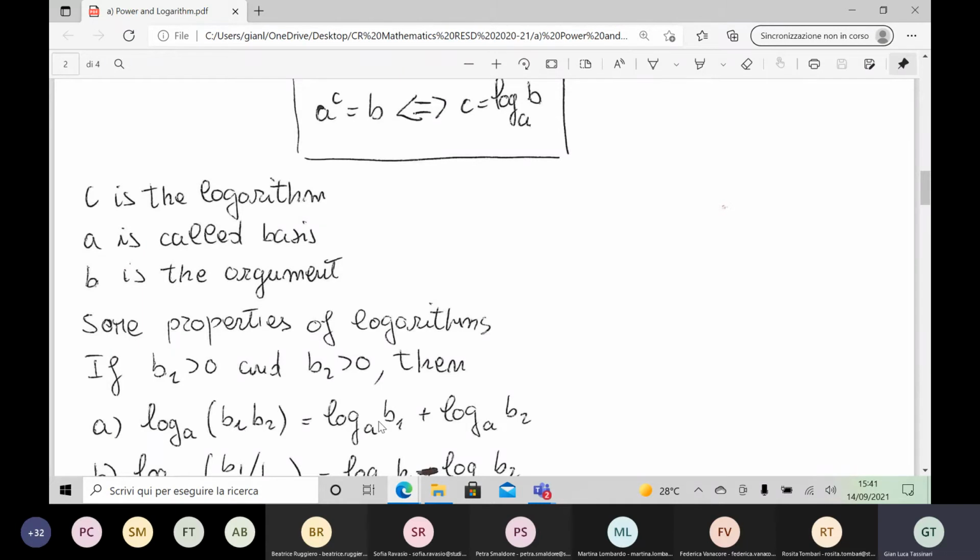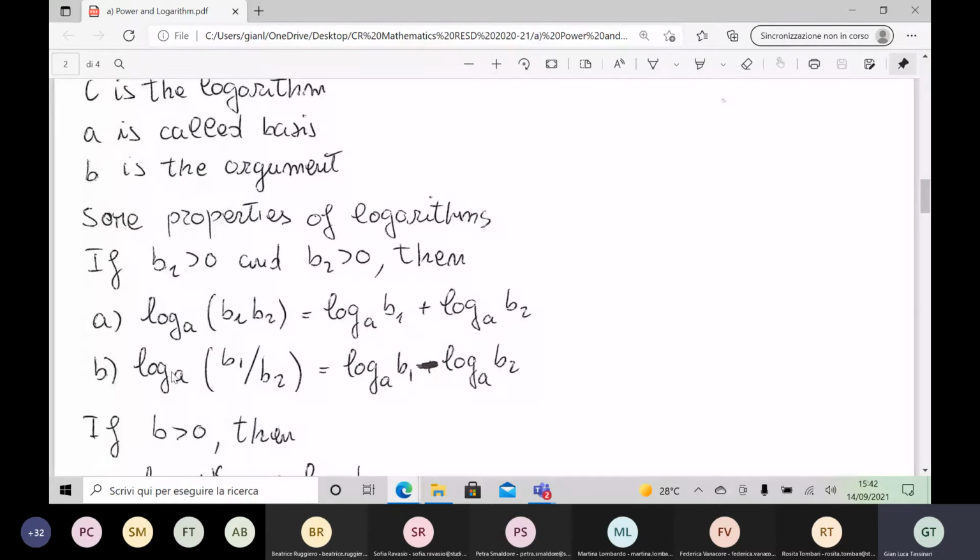Look at the logarithm with basis A of B1 over B2, where both B1 and B2 are strictly positive. The logarithm with basis A of a ratio is the difference of the logarithms: the logarithm with basis A of B1 minus the logarithm with basis A of B2.